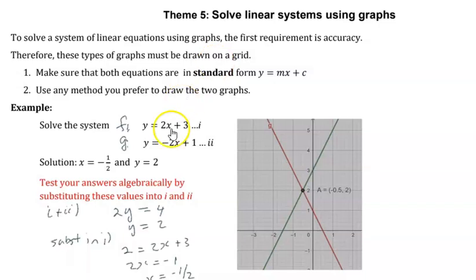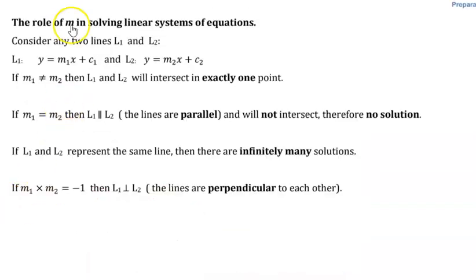The main thing is first to have it on the grid before you can start reading off the solution of that system of equations. Let us just discuss a little bit about the role of m when we solve a set of two linear equations. So we have two lines, L1 and L2. L1 is represented by y equals m1x plus c1, and L2 is y equals m2x plus c2.